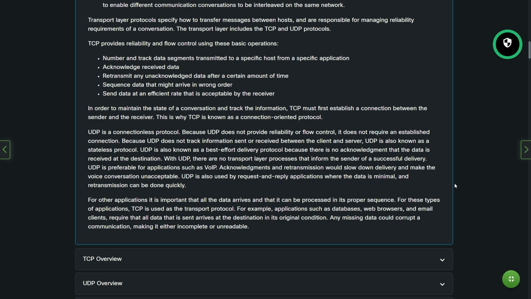For other applications, it's important that all the data arrives and that it can be processed in its proper sequence. For these types of applications, TCP is used as the transport protocol. For example, applications such as databases, web browsers, and email clients require that all data that is sent arrives at the destination in its original condition. Any missing data could corrupt a communication, making it either incomplete or unreadable.